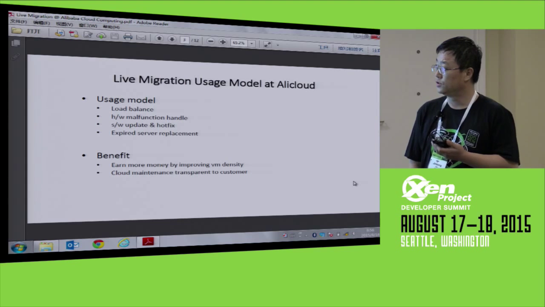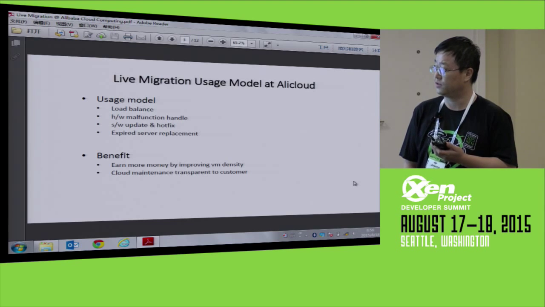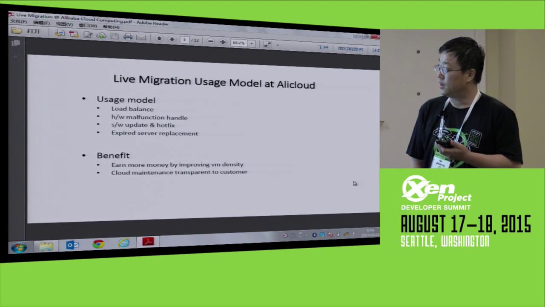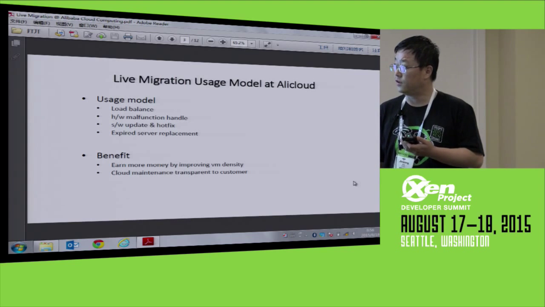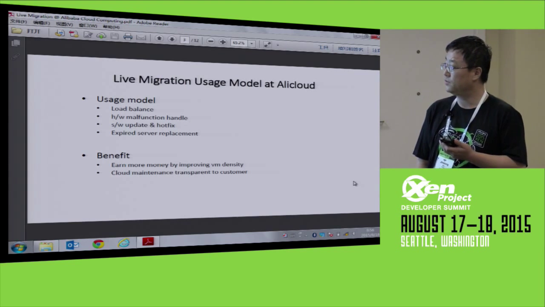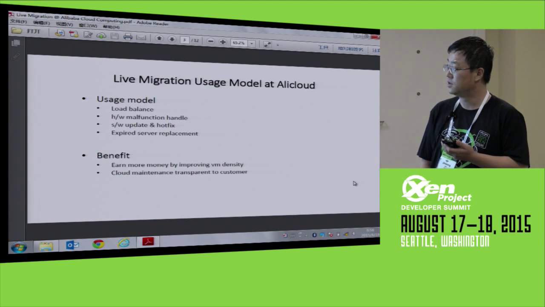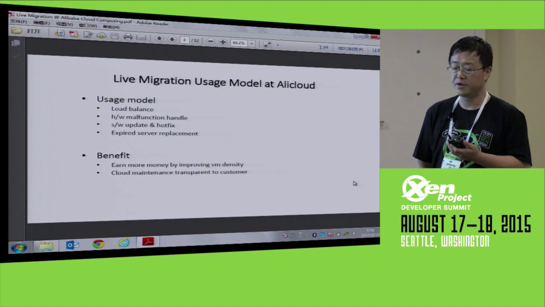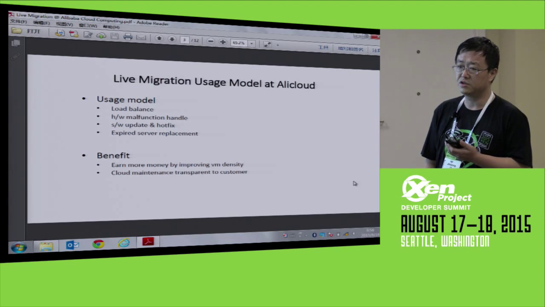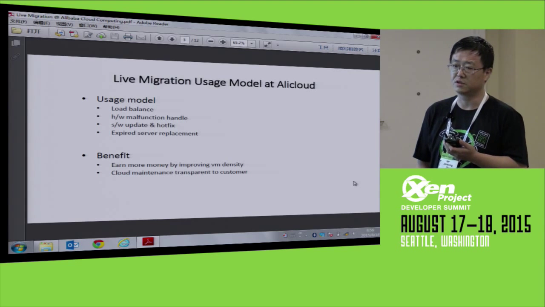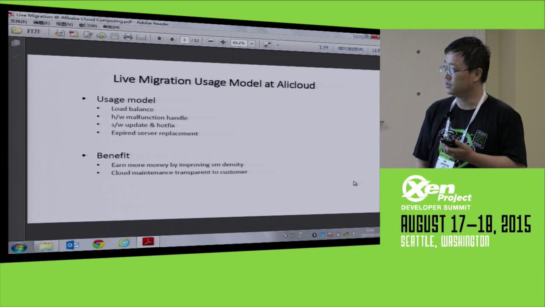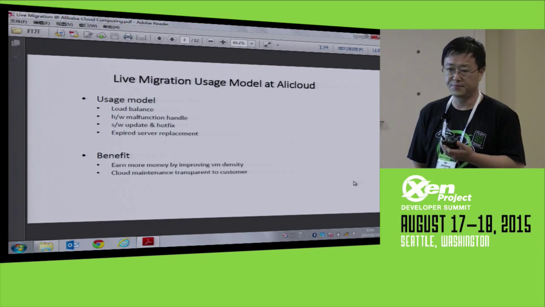Another to replace the expired server. This is our usage, some of our usage models. The benefits of live migration at AliCloud is that, first, by live migration, we can consolidate the VMs to a server and improve the VM density. By improving the VM density, we can earn more money.